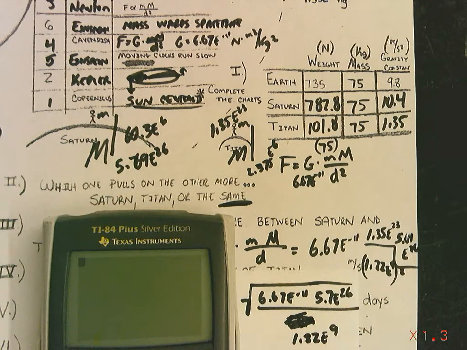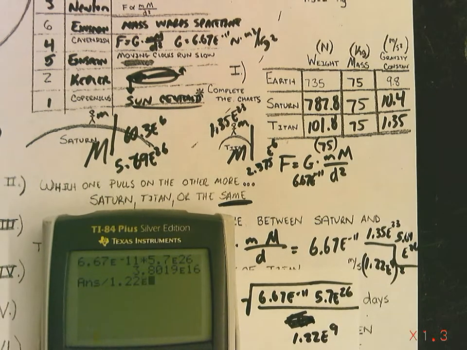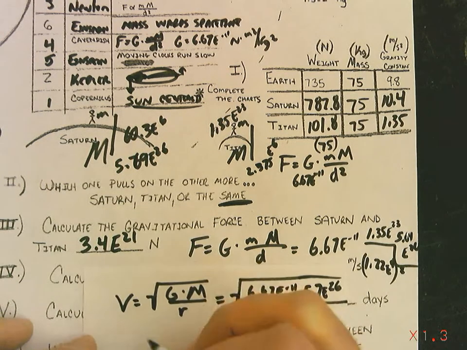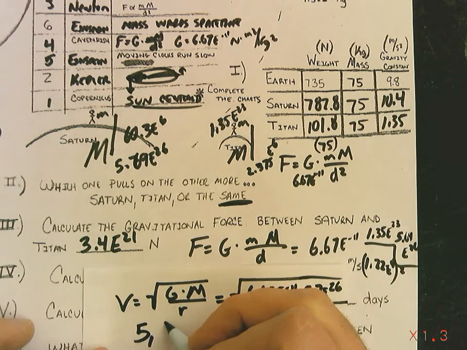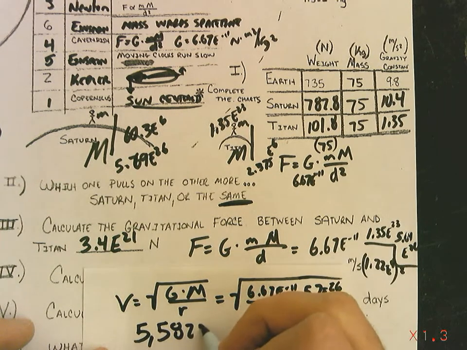So I have big G, 6.67 e negative 11. I have 5.7 e to the 26. I have 1.22 e to the 9. And then I want to square root all that. And you can see I get 5,582. So then let's see what we get if we use the other equation. Meters per second, of course.